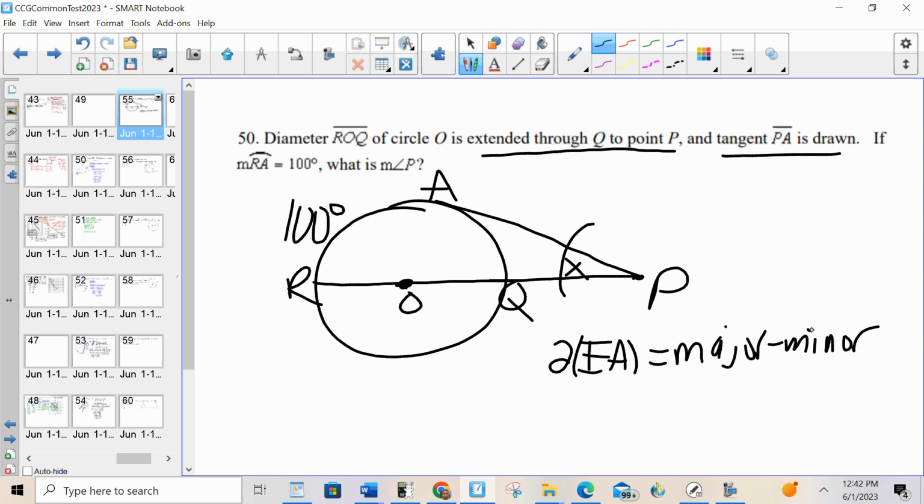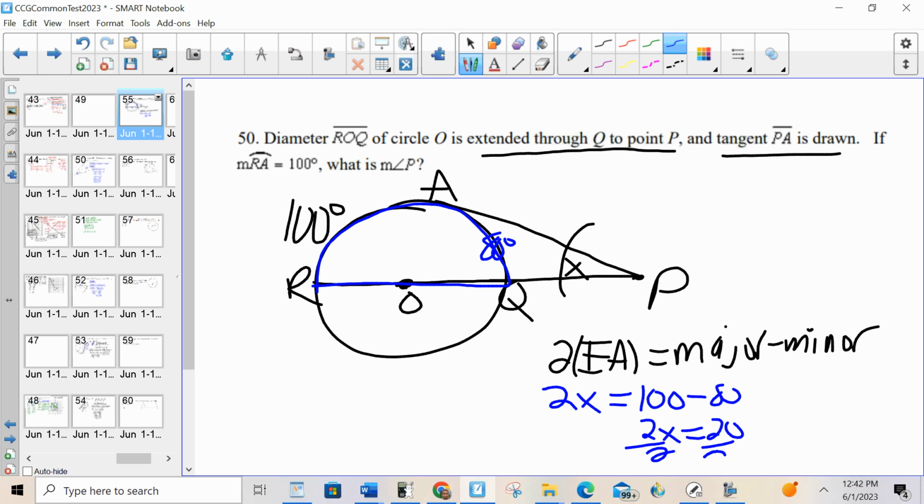In general, with circle problems, I always say look for inscribed, central, radii, diameters. Well, I've got a diameter. A diameter cuts a circle in half so that each half is 180. So if that's 100, that's 80. So it's 2 times x equals 100 minus 80. 2x equals 20. And I got a small little angle of 10.